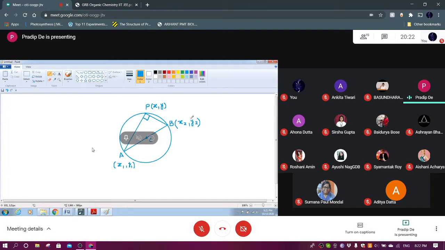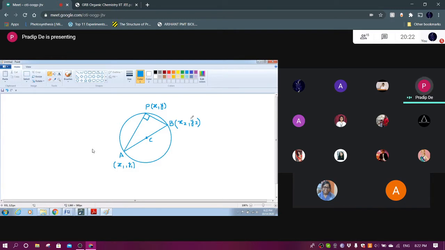Because AP and PB are mutually perpendicular, what is the relation between the slope of AP and the slope of PB? Suppose the slope of AP is M1 and the slope of PB is M2. Then can't we say that M1 M2 equals -1?